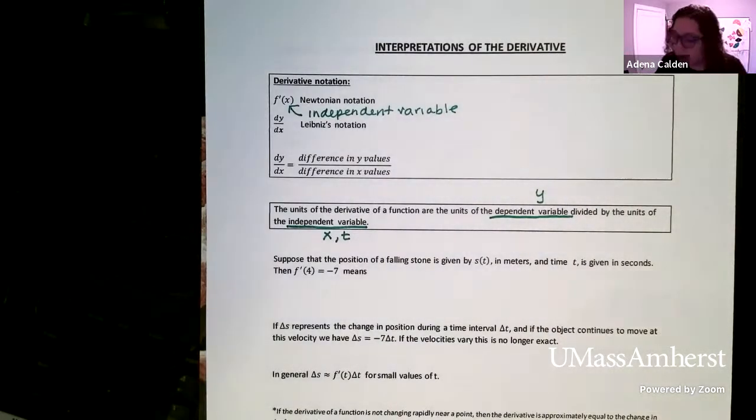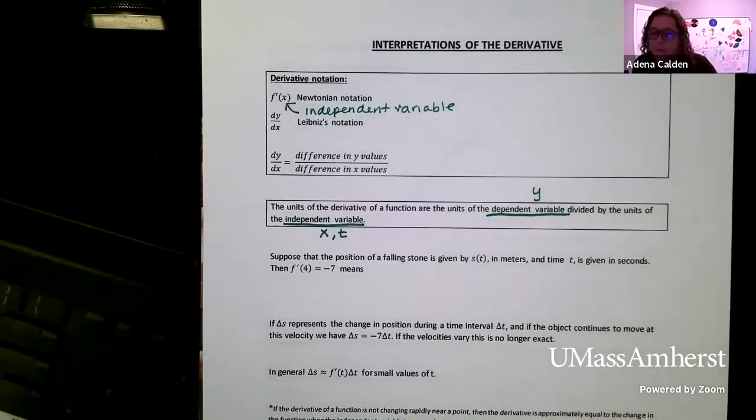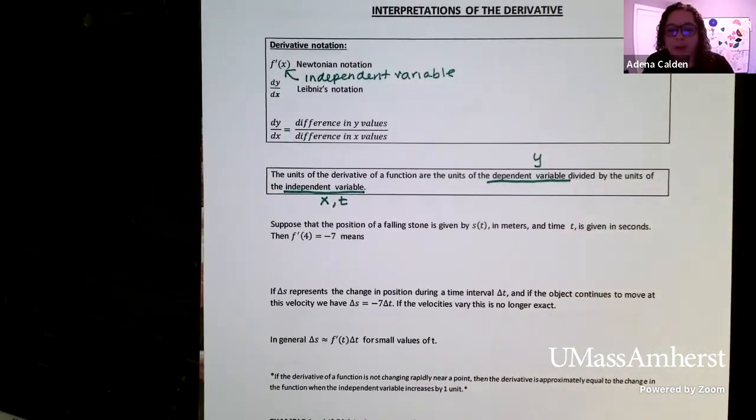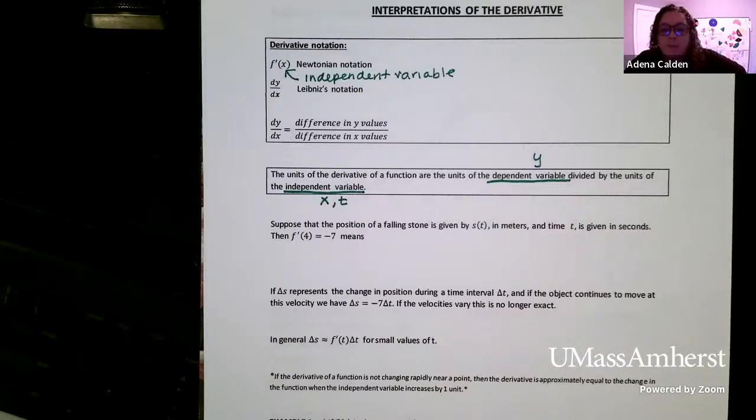We're going to start with just one problem that we'll walk through together, and then you'll get to practice on a bunch more. Okay, so we're going to start with this example here. Suppose that the position of a falling stone is given by S of t in meters and time t is given in seconds. Then f prime of 4 equals -7 means. So we're being asked to interpret the statement f prime of 4 equals -7.